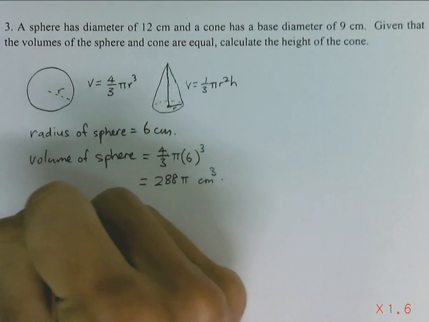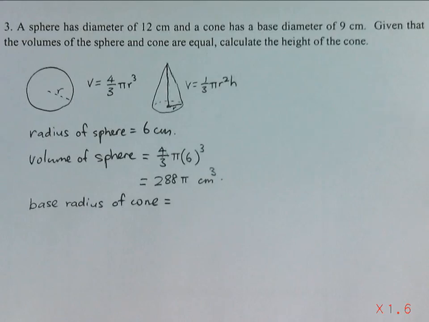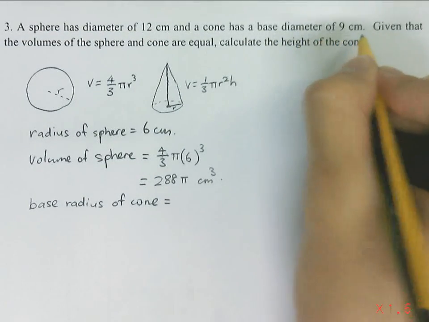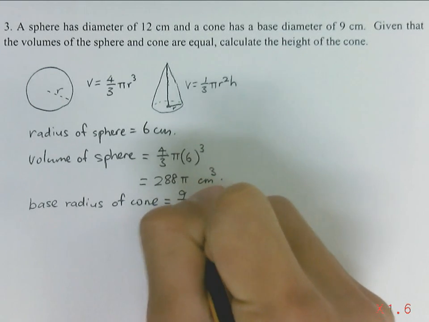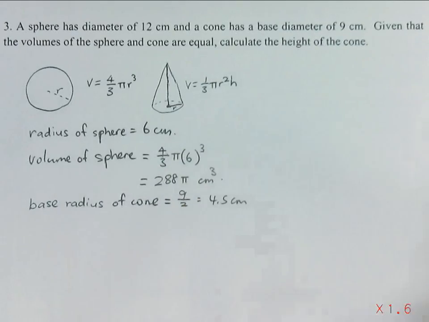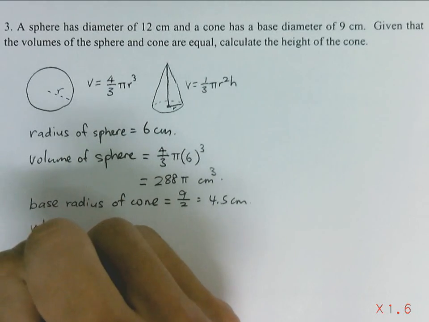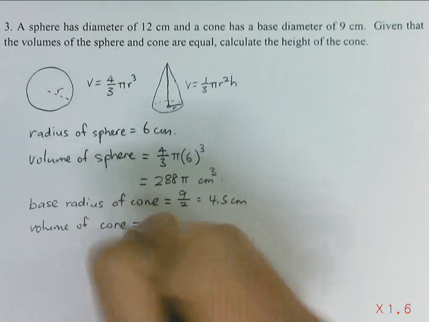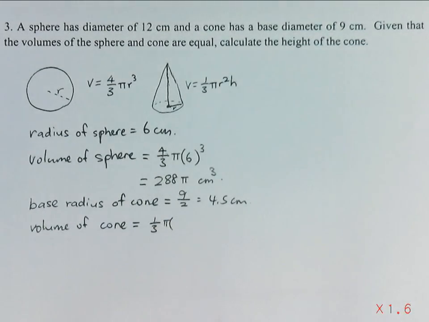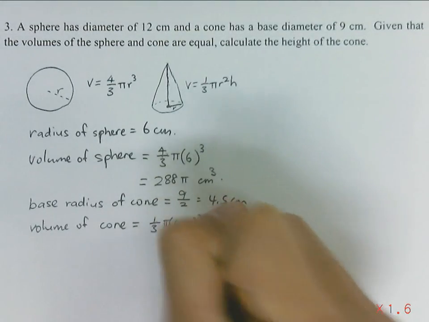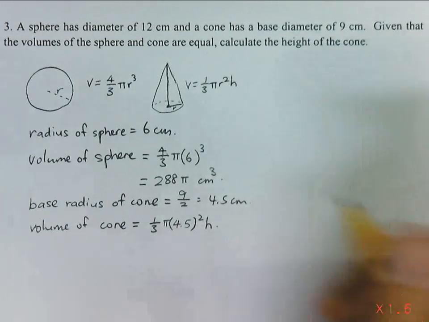Now we can find the base radius of the cone next. Okay, given that the base diameter is 9 cm, so it will give me a base radius of 4.5 cm, which is 9/2. So similarly, using the formula for the volume of the cone, one-third pi, radius is the base radius 4.5 squared, times the height, which is unknown, so we will just label h as the height.